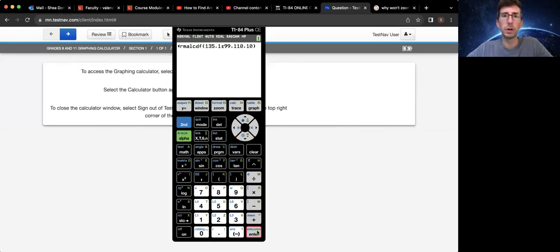So if we hit enter on paste and enter again, we see that only 0.0062, right, of the IQ scores are greater than 135, or 0.62%. And that would be the answer.